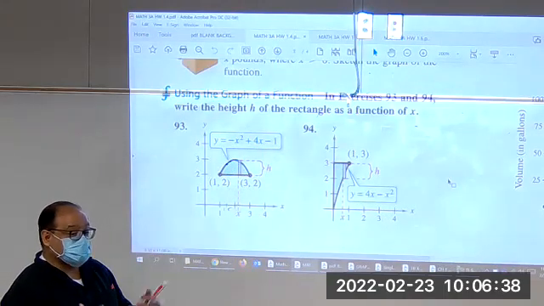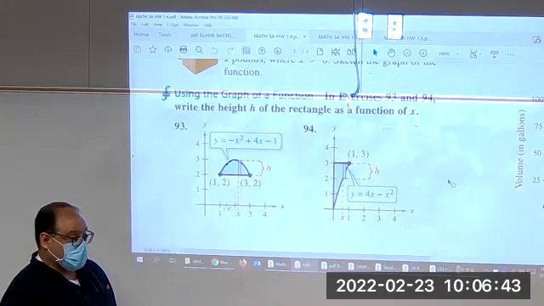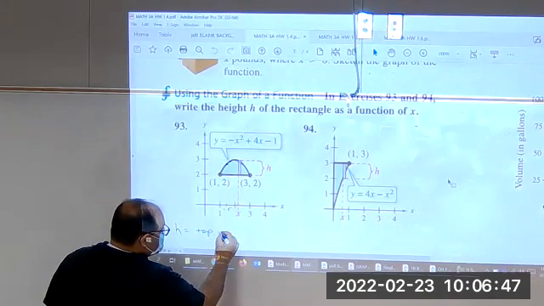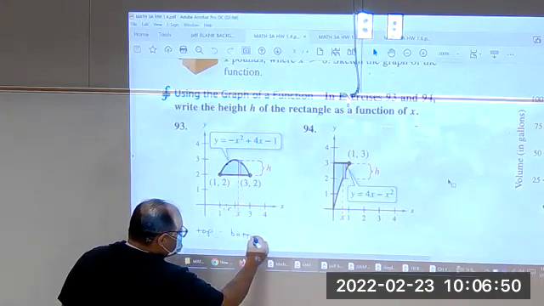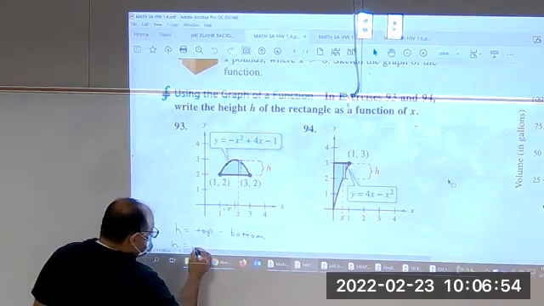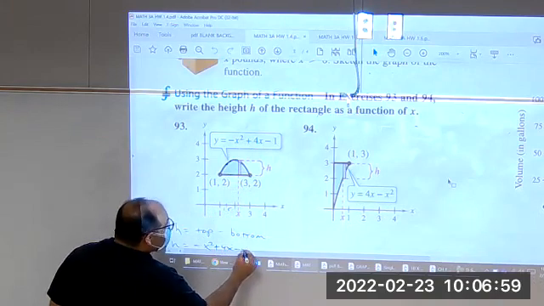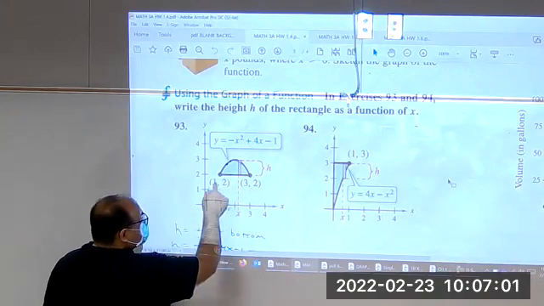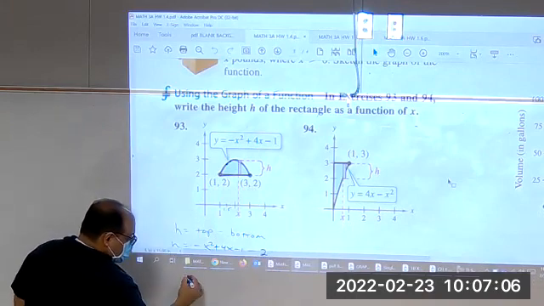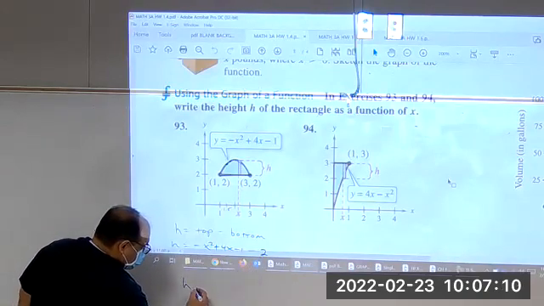They want the height as a function of x. So when you want the height, it's top minus bottom. So that height is the top of the function minus the bottom of the function. So the height here is going to be the top, negative x squared plus 4x minus 1. And then you're going to subtract the bottom piece, which is just 2. So the height as a function of x, so we say h of x.